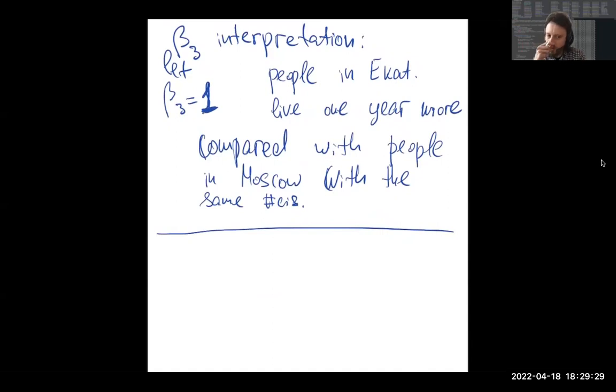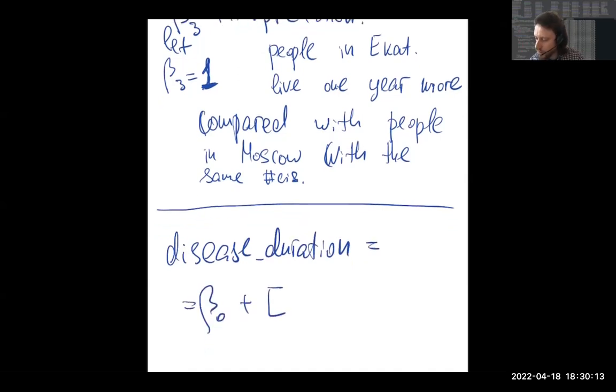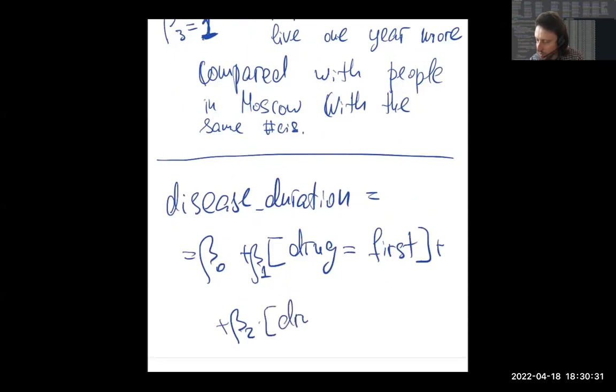Answering Dasha's question about two drugs that work only simultaneously, you can consider the following model: disease duration as a function of, for example, two variables, drug first and drug second.